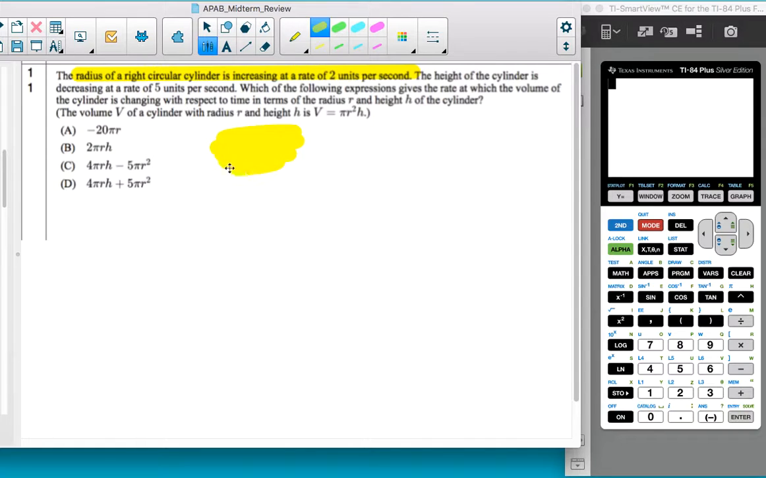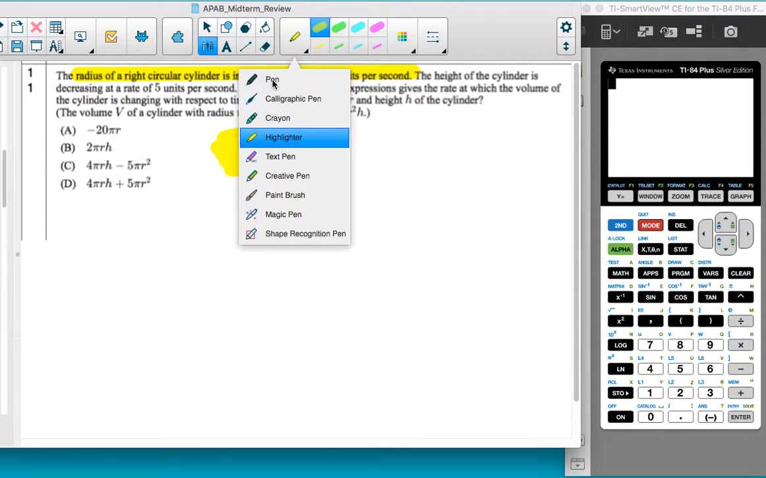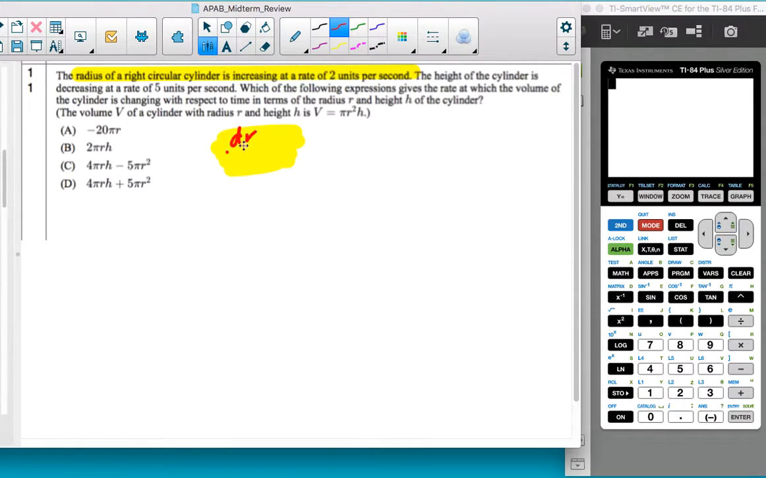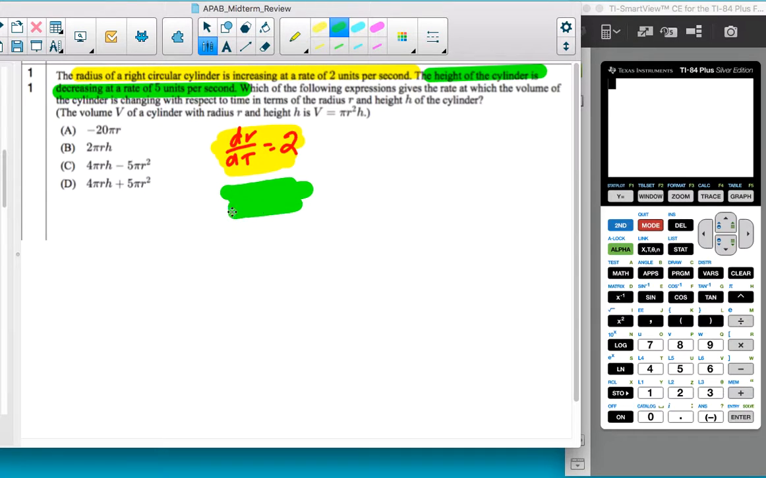So the radius of a cylinder is increasing at 2 units per second. So let's write down what that says. That says dr/dt is a positive 2, right? And 2 units per second, but I'm not your science teacher, so I'm just going to ignore the units for a second. Your science teachers can be mad at me. The height of a cylinder is decreasing at a rate of 5 units per second. Well, if we write down what that says, dh/dt equals -5 because the height is getting shorter, right?